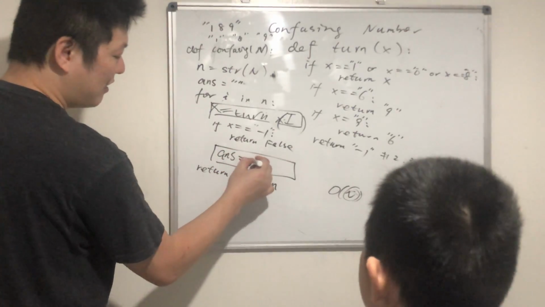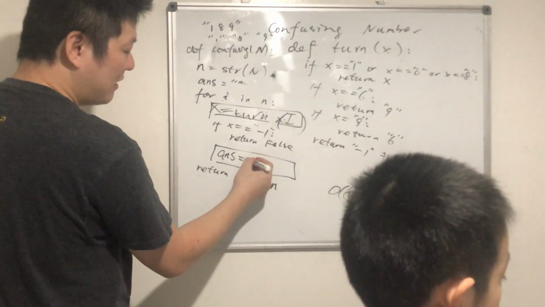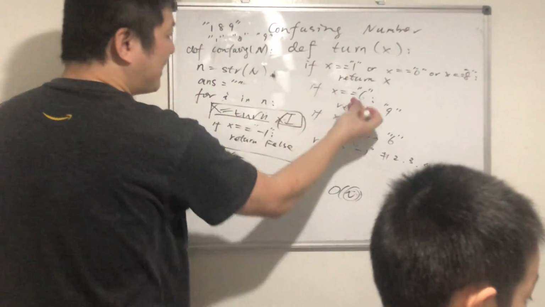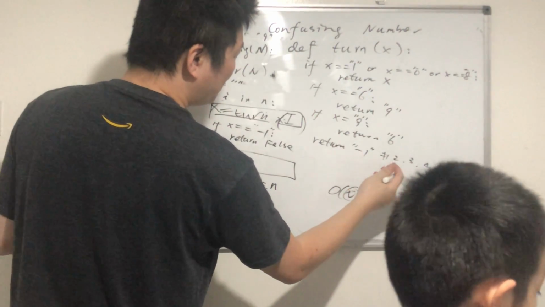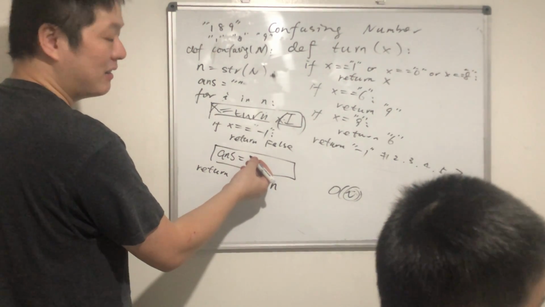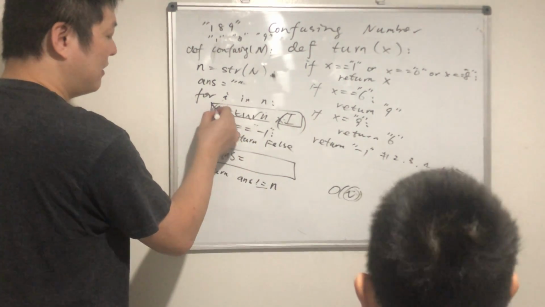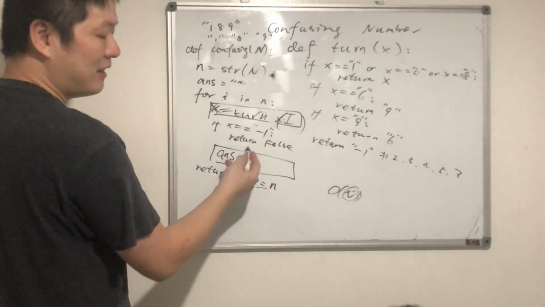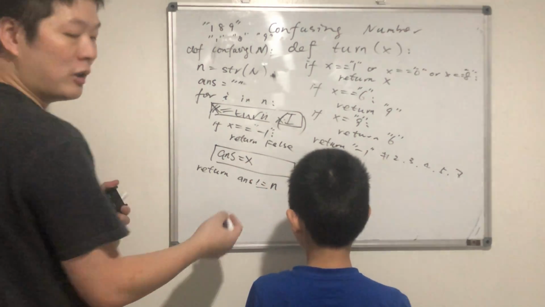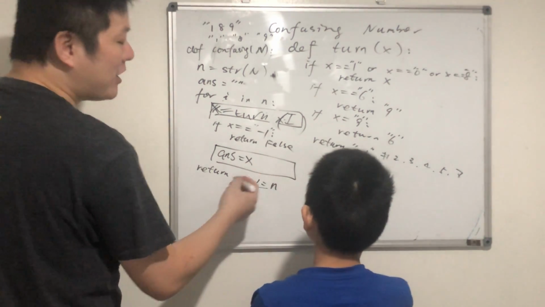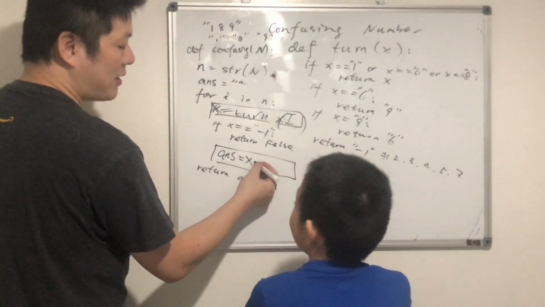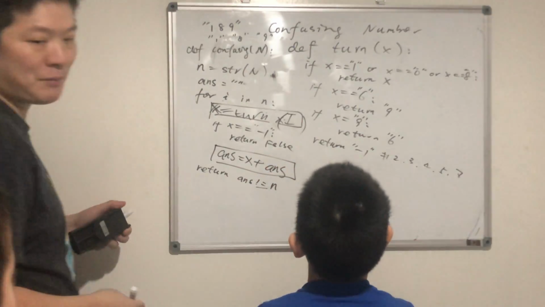Answer equals what? We need to put this x. This is upside down, so when we turn it upside down, we need to put it in the front, right? So what do we do? Answer equals what? What are we doing here? This x thing, we need to append it. So what's the append? Plus answer, come on. Does it make sense?